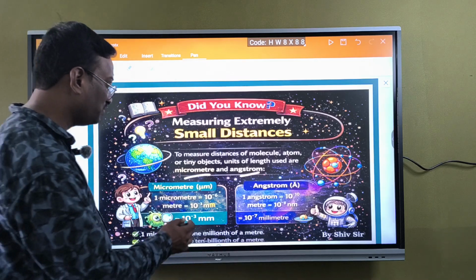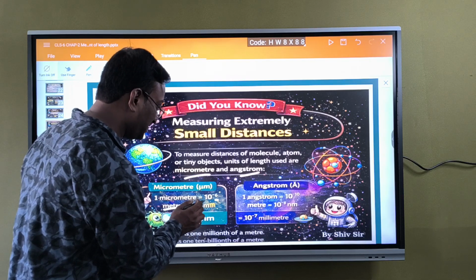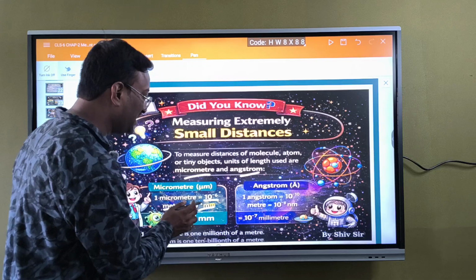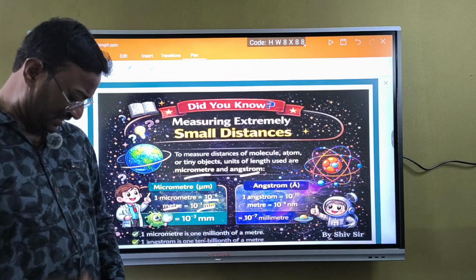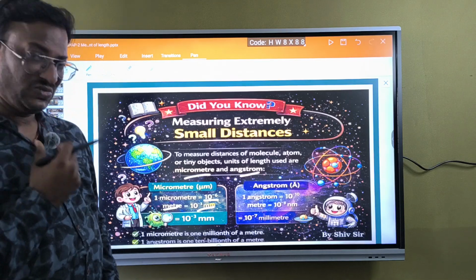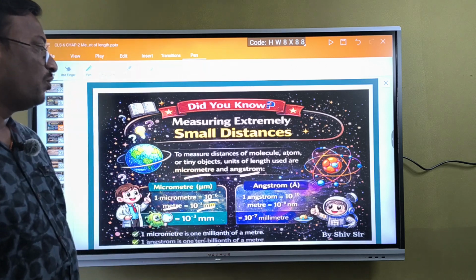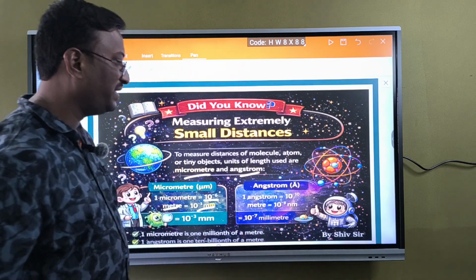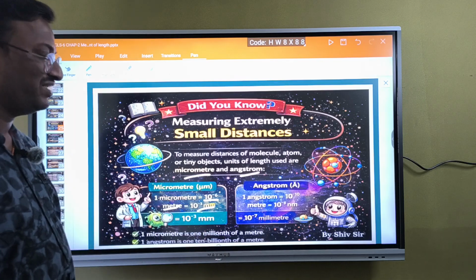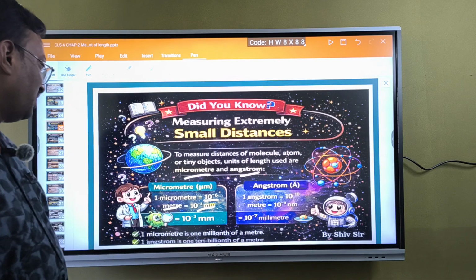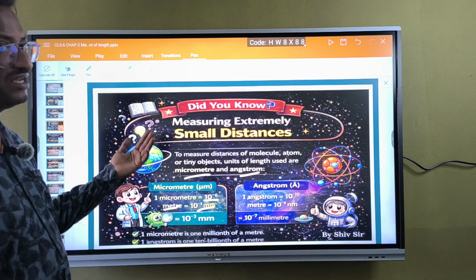1 micrometer is equal to 10 power minus 6 meters, which is equal to 10 power minus 3 millimeters. In millimeters, you have to write it as 10 power minus 3 millimeters. In meters, it will be 10 power minus 6 micrometers. 1 Angstrom unit is equal to 10 power minus 10 meters, or 10 power minus 1 nanometers, or even 10 power minus 7 millimeters. Likewise, we can convert from one thing to another in our SI system.